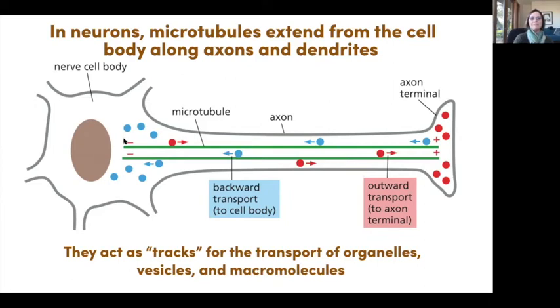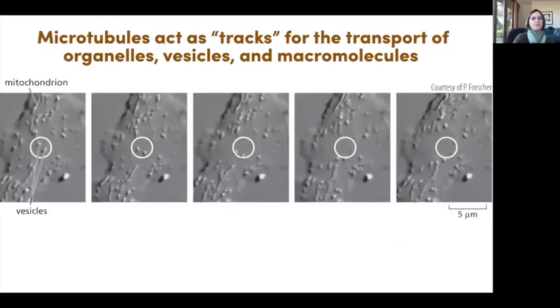It would take decades for molecules to diffuse all the way to the end of the axon, but by walking along microtubules, they can move in a matter of hours to days over many meters in length. So this actually shows stills from a recording of vesicles in a nerve fiber moving along individual microtubules, and you can track them by a variety of different methods.